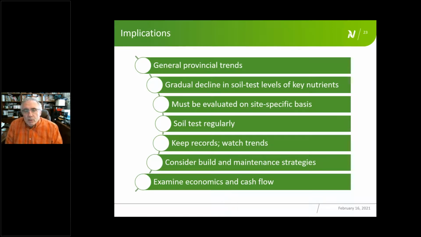So, a review of what we've seen. Remember, these are general provincial trends, and they show a gradual decline in soil test levels of a number of these key nutrients. That's maybe not a good thing, but in any case, each of those needs to be evaluated on a site-specific basis by farm, by field, and maybe even by subfield areas of specific fields that may be problematic, low yielding areas, or areas that maybe we're already aware are deficient in particular nutrients.